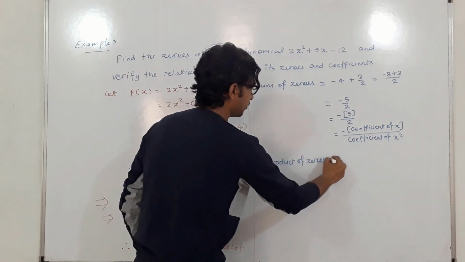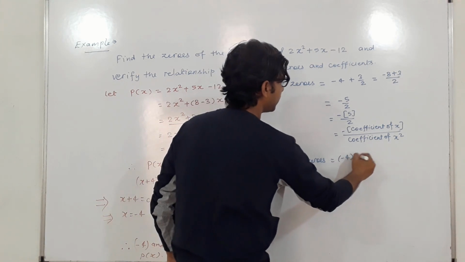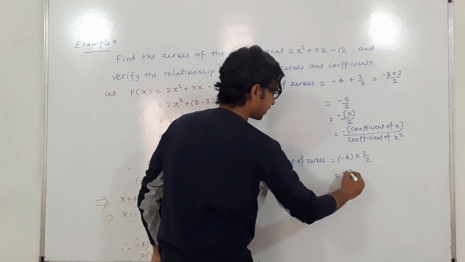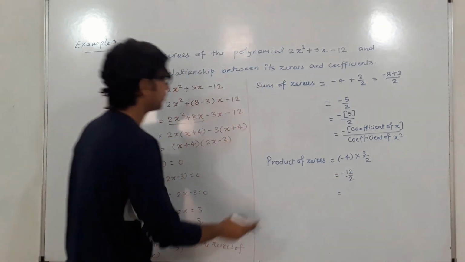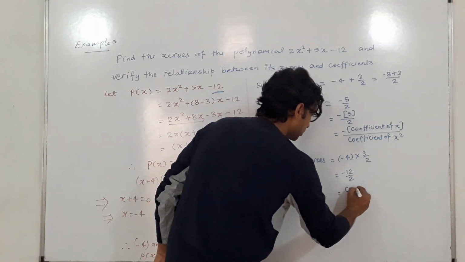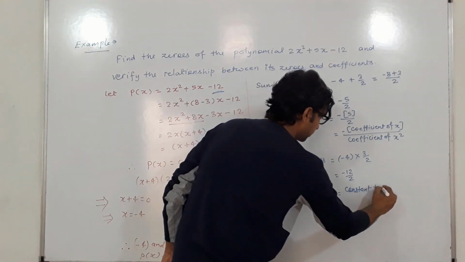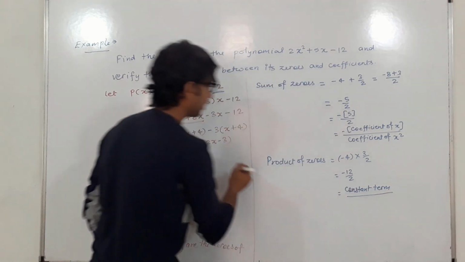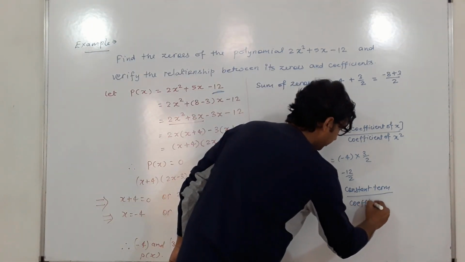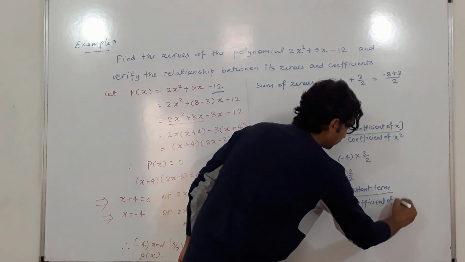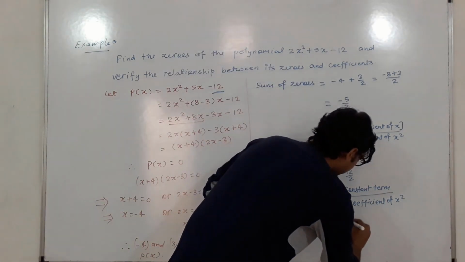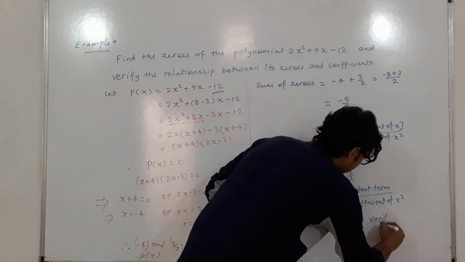Now next is product of zeros. Product of zeros, so -4 into 3 upon 2. So when we multiply, then we get -12 upon 2. So now look, -12 here is the constant term, and 2 is the coefficient of x square. So we write here constant term upon coefficient of x square. So hence we get our result, so we write here hence verified.